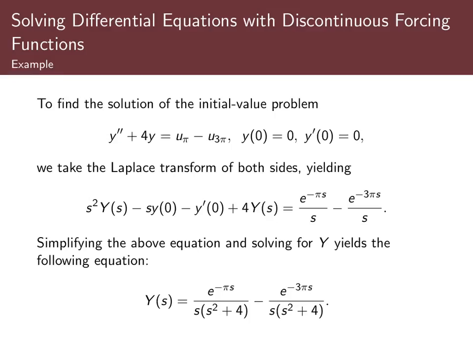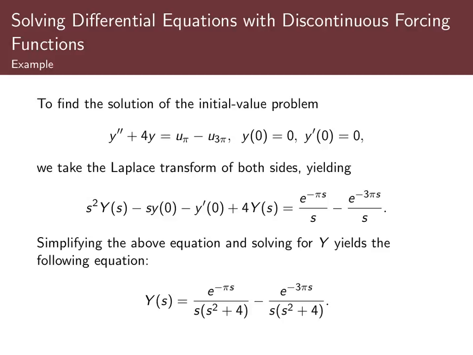Okay, so here we're just going to work through an example. Let's look at the initial value problem: y'' + 4y = u_π(t) - u_3π(t), the Heaviside function centered at π minus the Heaviside function centered at 3π, with homogeneous initial conditions.